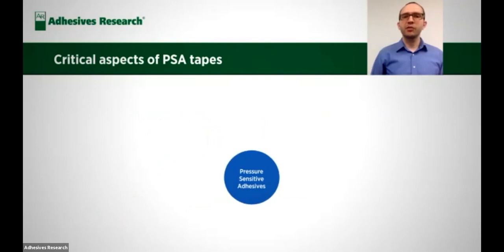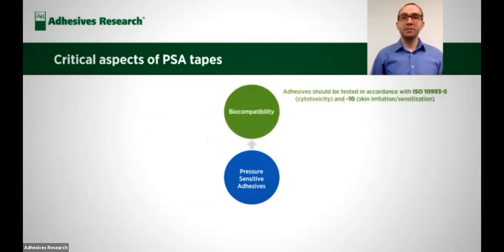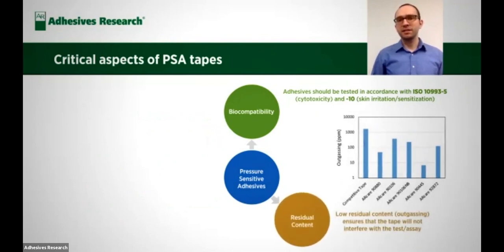However, there are some very critical aspects of a PSA tape that need to be taken into consideration when you're selecting a tape. The first would be the biocompatibility of the tape. Adhesives can be tested for their accordance with ISO 10993-5 and -10, cytotoxicity, skin irritation, skin sensitization, and that gives you an idea of whether the tape will support or interfere with biological activity. Related to that is the residual content in the adhesive. So after the adhesive is manufactured, it should have low residual content of volatile materials.